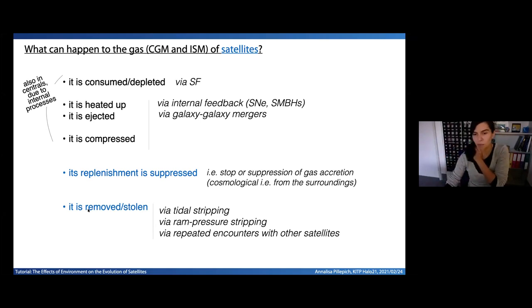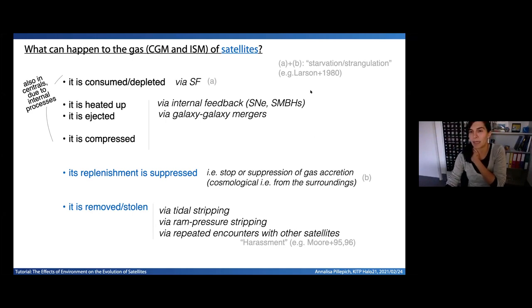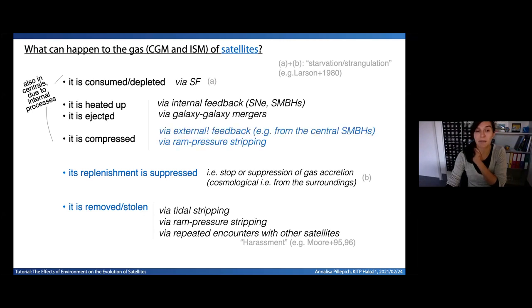So thinking about these famous buzzwords, people have called these repeated encounters with other galaxies harassment. The combination of depletion via star formation and lack of replenishment has been called starvation or strangulation. The point is that with satellites we have so many more complications because, for example, you can heat up and eject the gas of satellites because of the effects of feedback, not from the satellites, but say from the central galaxy of the host in which you are orbiting.